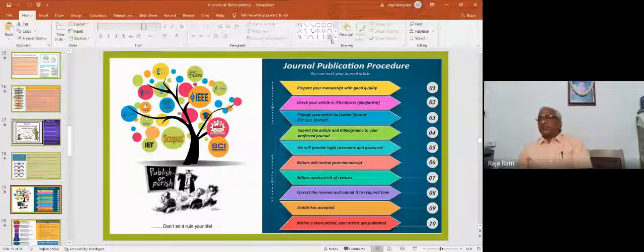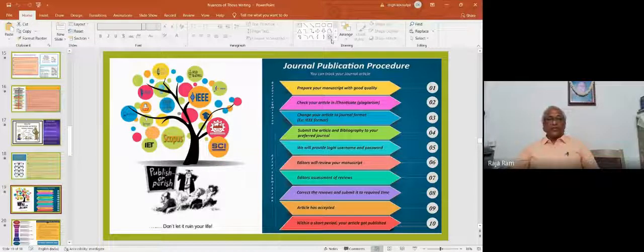We have access to the journal. We will be provided with a login ID and password, and editors will review our manuscript. The editors' assessment of the reviews will be presented. After the corrections are made, it will be resubmitted, and once the article is accepted, within a short period, the article will be published.